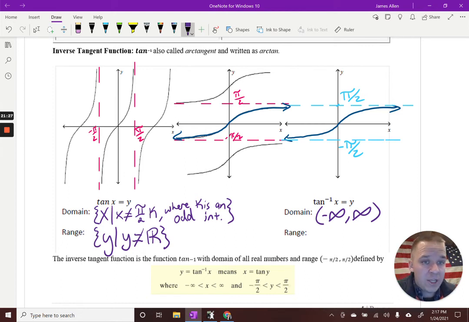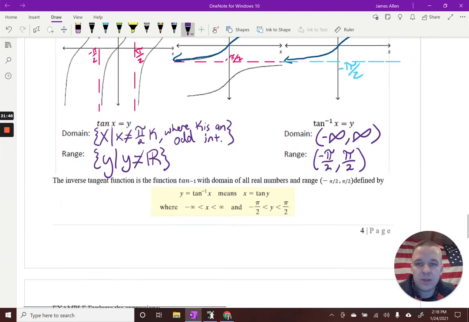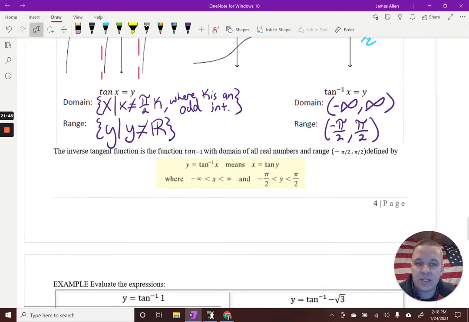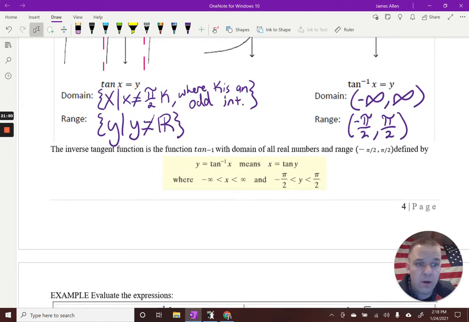So for my range, I'm going to be between negative pi over 2 and pi over 2, but hold the phone. Those are asymptotes. So I'm going to use parentheses rather than brackets like all the other ones, right? Awesome. Fantastic. Got our domain and range. Once again, we have our notation down there. Feel free to jot any of that down you'd like before we go ahead and use it.